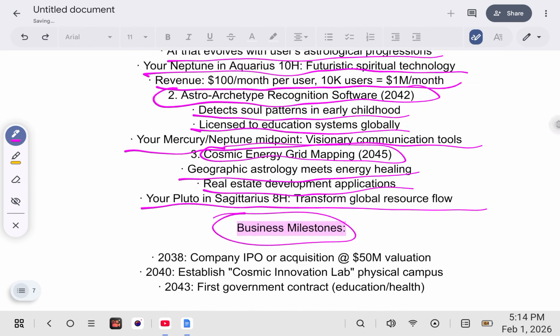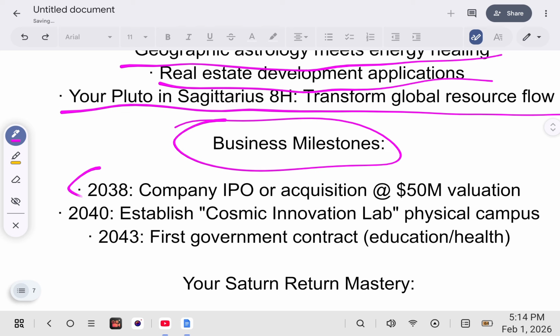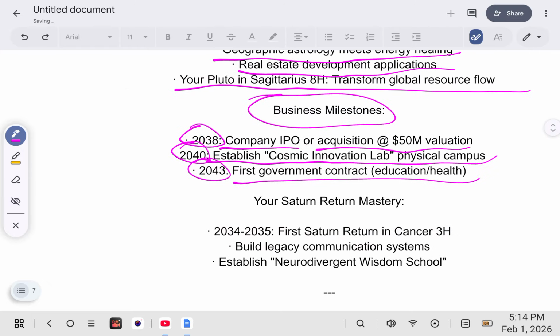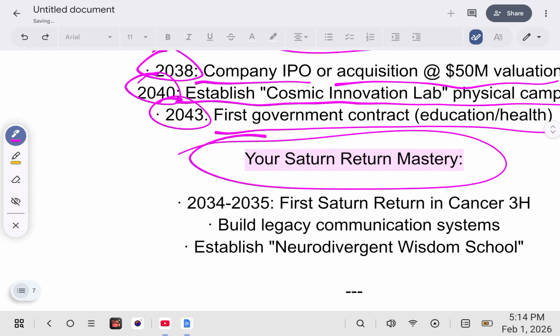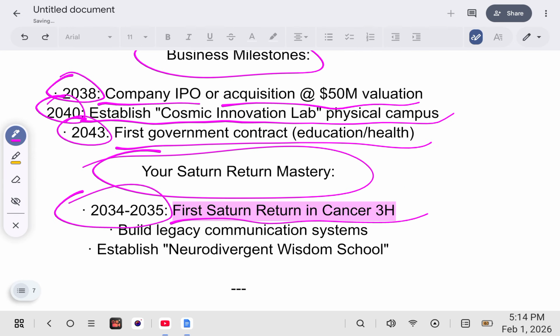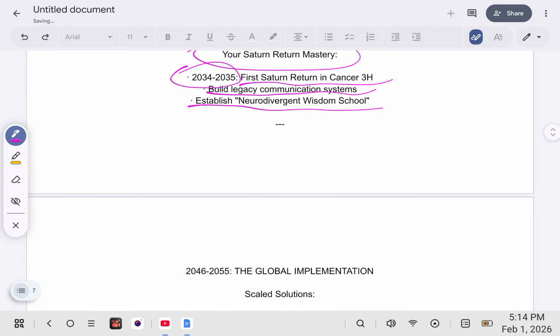Here are my business milestones. By 2038, company IPO or acquisition at $50 million valuation. 2040, established Cosmic Innovation Lab physical campus. 2043, first government contract, education, health, Saturn return mastery. By 2034 through 2035, my first Saturn return in Cancer in the third house. I build legacy communication systems and establish a neurodivergent wisdom school.